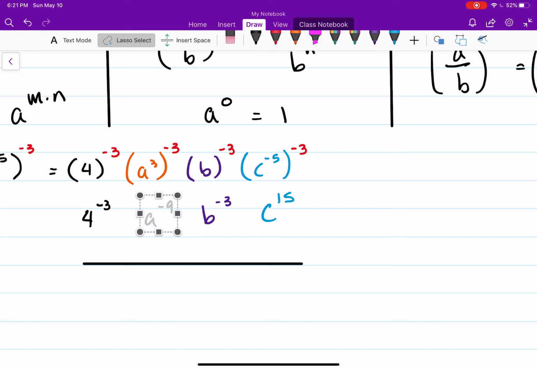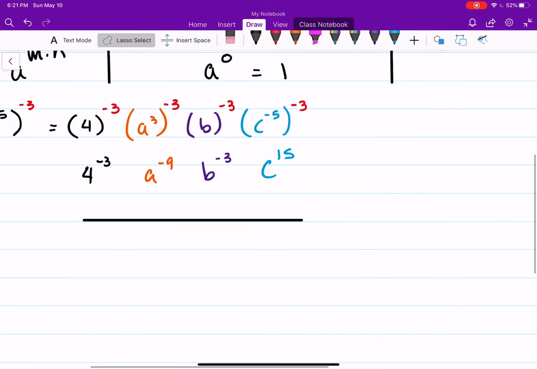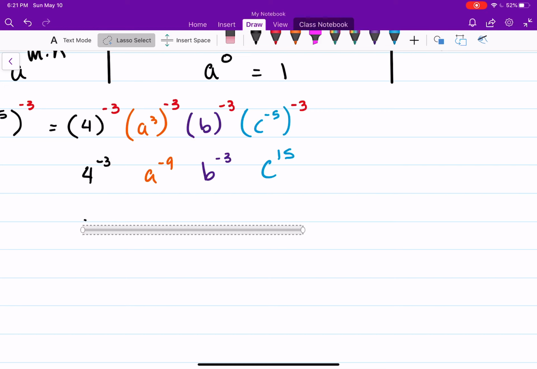There we go. That works better. Okay, so now we're going to move them. When I move them, I'm going to move it this way. If I look at the 4, it has a negative power, so I'm going to put 4 to the third.